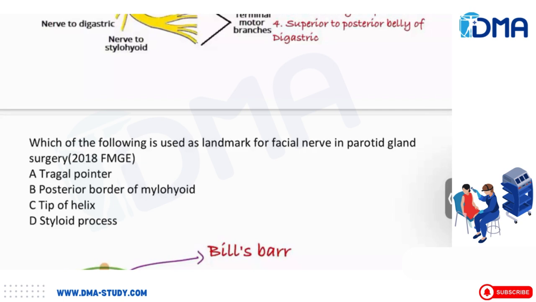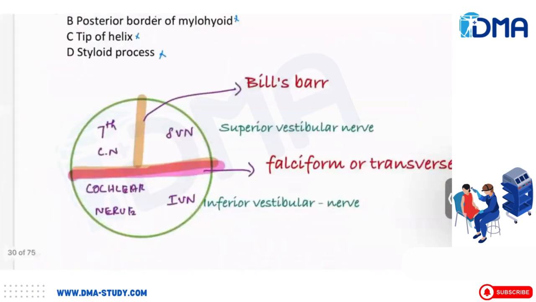The answer is A. Okay, it's the tragal pointer, Conley's pointer. The posterior border of mylohyoid, I didn't mention. Tip of helix, I didn't mention. Styloid process: the styloid process is not exactly used in parotid gland surgery. It is a landmark, but the best landmark is the tragal pointer or Conley's pointer.